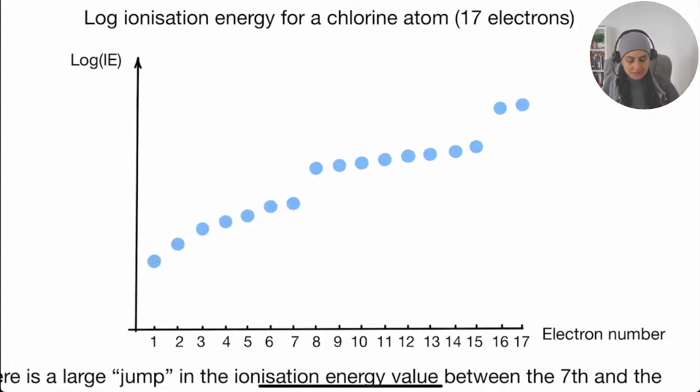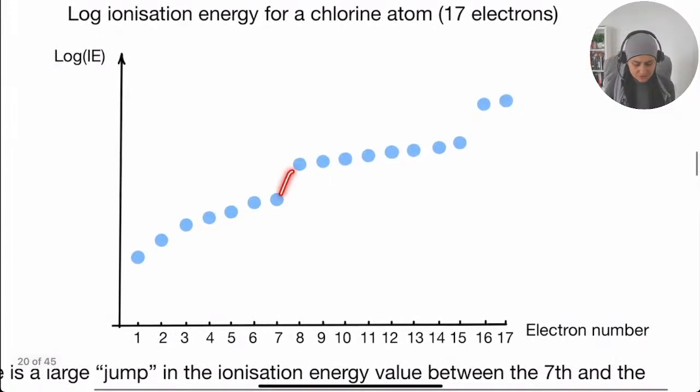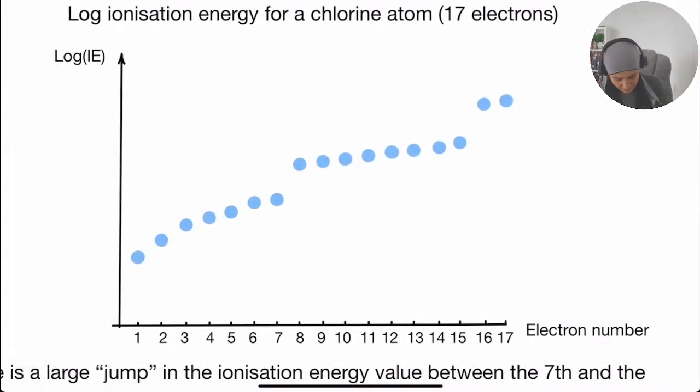But then what do we see? We see a jump in ionization energy between electron 7 and 8. Why does that happen? If we go back, the 7th electron is removed from the outer shell, but the 8th electron is removed from the shell that is closer to the nucleus. And electrons are negative, they're attracted to the nucleus. So the 8th electron is much closer to the nucleus than the 7th. That's why it is attracted much more strongly, and that's why you see the jump. So these 7 electrons were removed from the third shell.